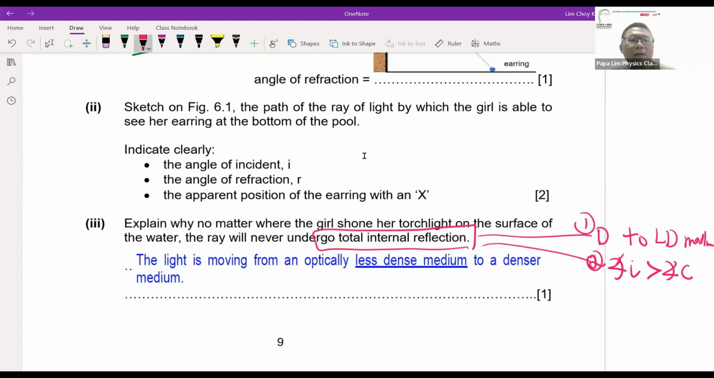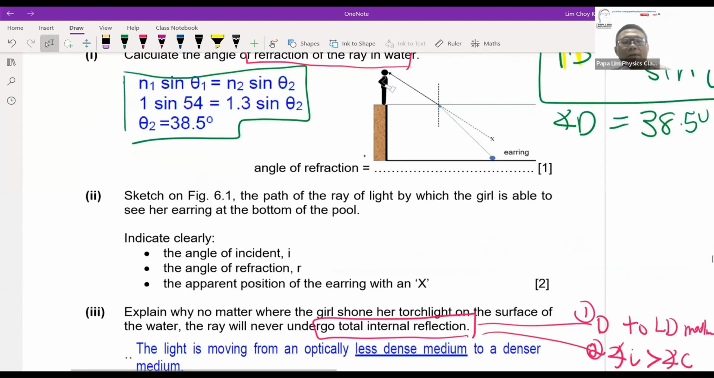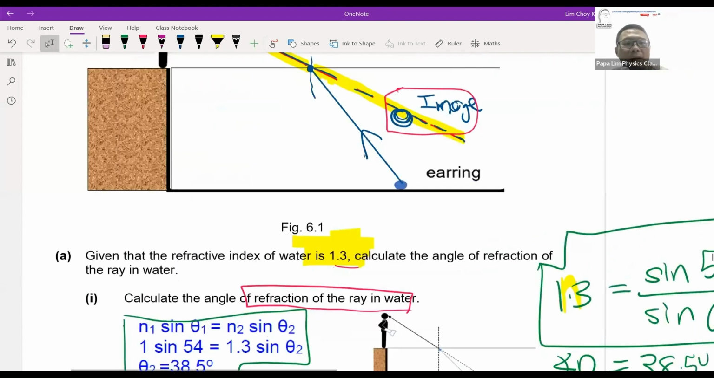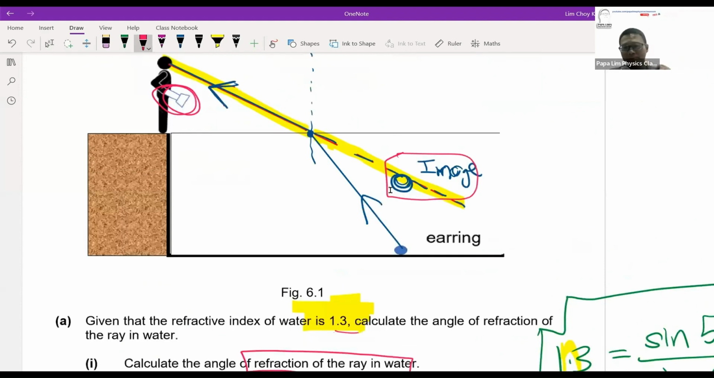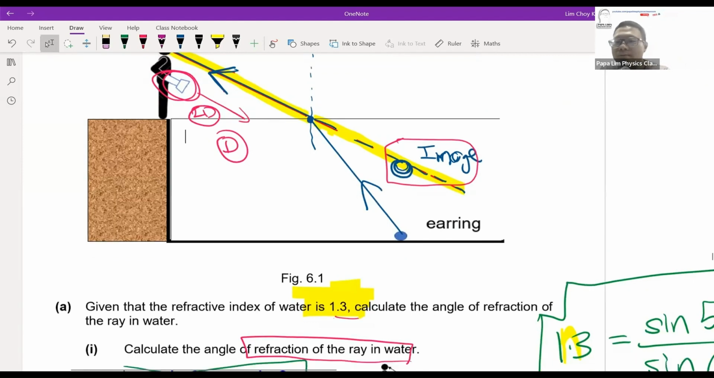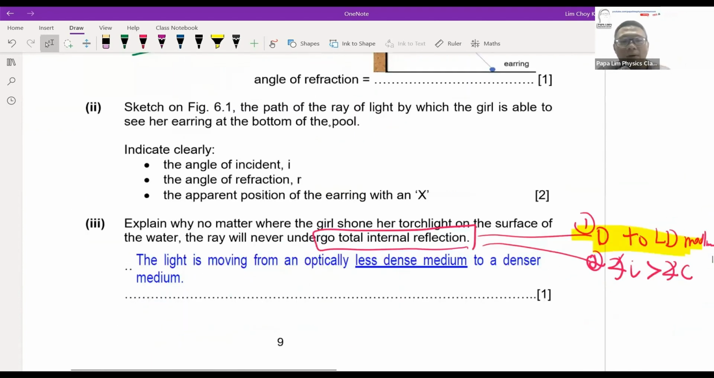But however, in this case, when the light ray shines from the torchlight, it's always traveling from less dense medium to dense medium. So because of the direction of travel, it's always from less dense to dense, which means the first condition will never be fulfilled. And because the first condition will never be fulfilled, whatever angle you use, the ray will not be able to undergo total internal reflection at all. The first condition is not fulfilled. The direction of travel is wrong.